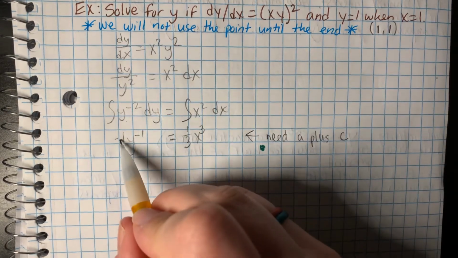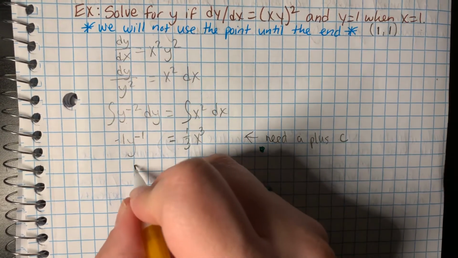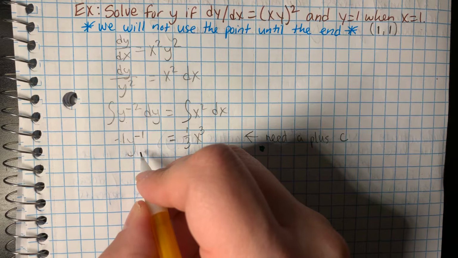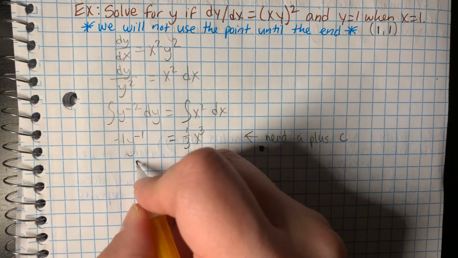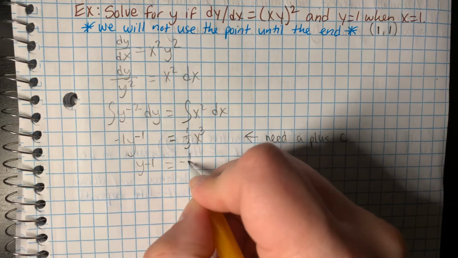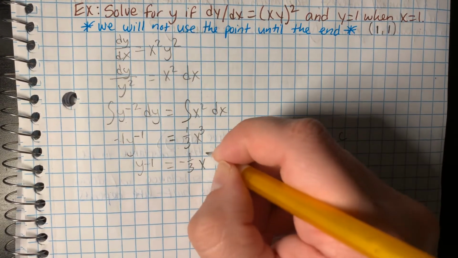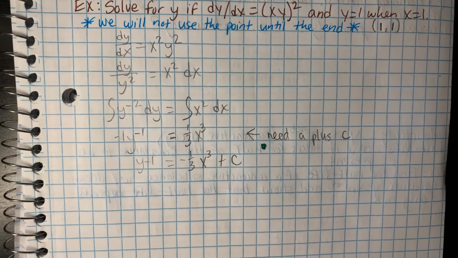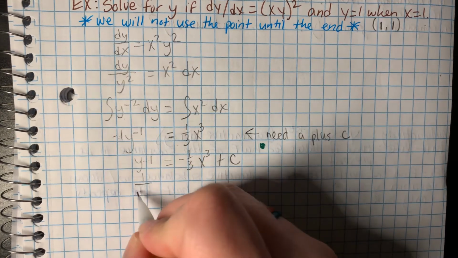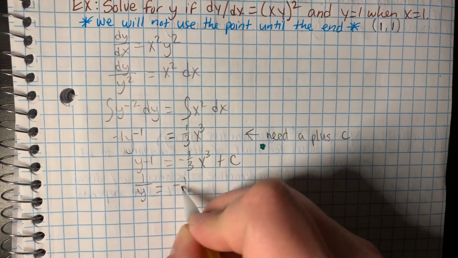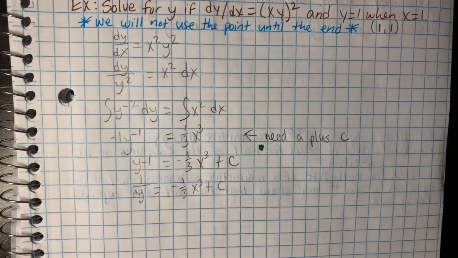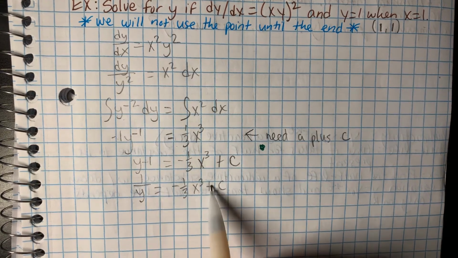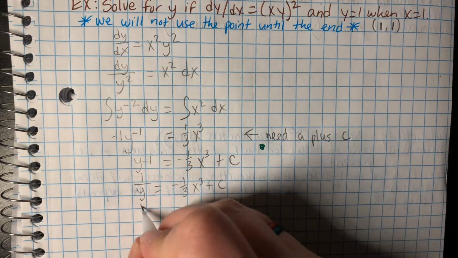So we're going to move this negative over here. We will have y to the negative 1 equals negative 1/3 x to the third plus c. This is going to be the same as 1 over y. Usually when we solve, we have a y equals equation. So we're going to flip these two so that we can have it in terms of y equals.